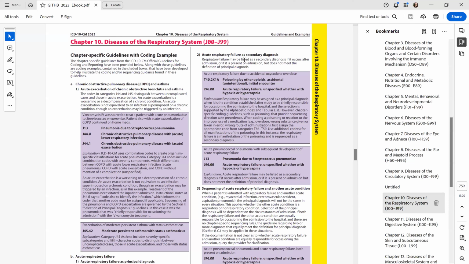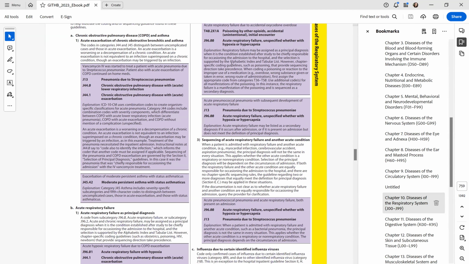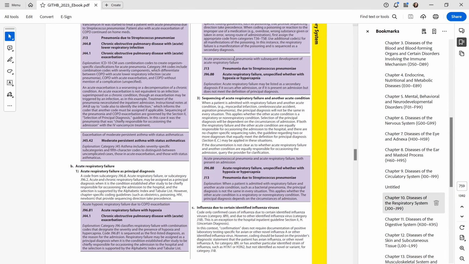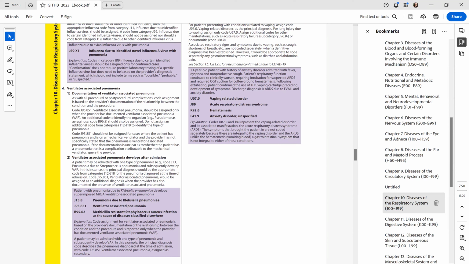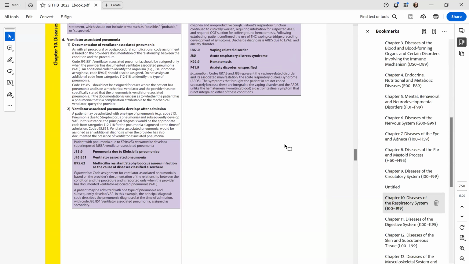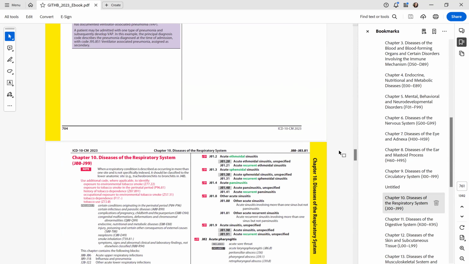There are other guidelines that cover acute respiratory failure as a secondary diagnosis, sequencing of respiratory failure and other acute conditions, and many, many others. You can find a nice summary of these in the chapter guidelines that should fall towards the very beginning of your textbook, right after the table that has the breakdown of these different codes.